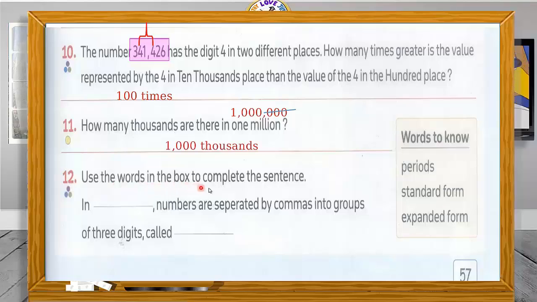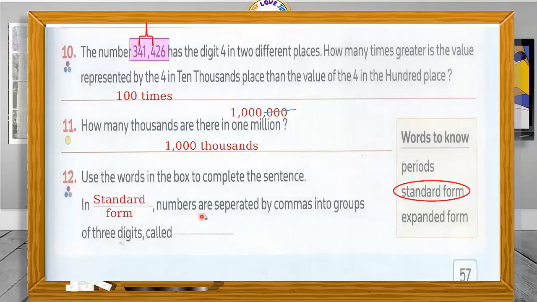Use the words in the box to complete the sentence. Here, words to know. We have 3 words: periods, standard form, expanded form. Numbers are separated by commas into groups. In which form? Standard form or expanded form? We put groups, or periods, in standard form. We put a comma after each 3 digits. So right here, standard form. In standard form, numbers are separated by commas into groups of 3 digits, called periods.